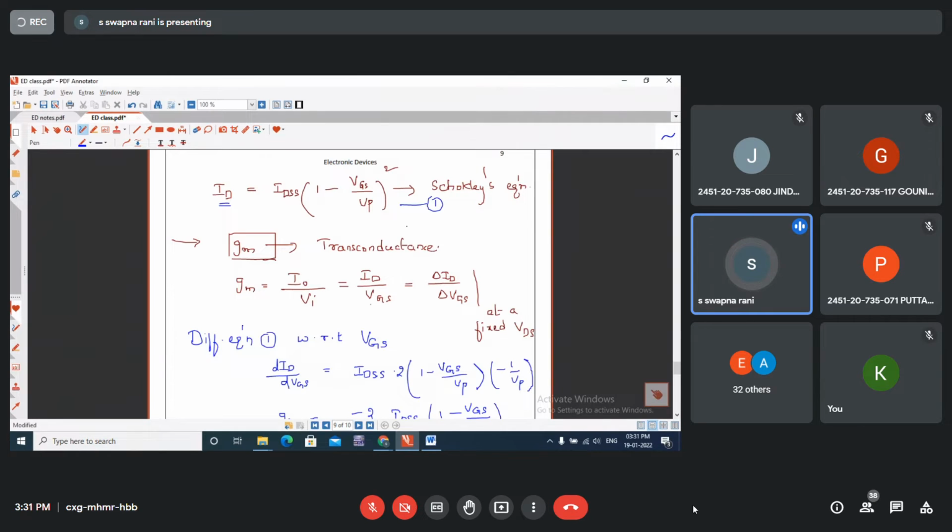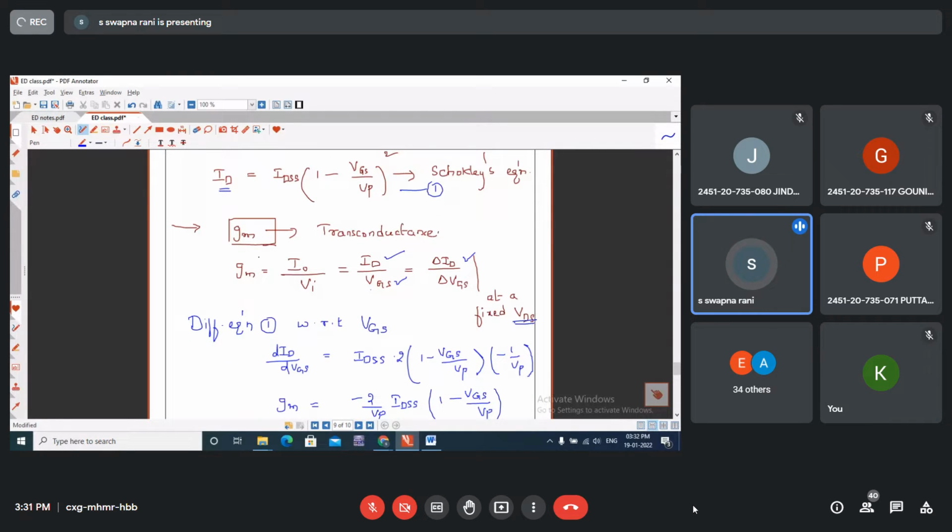So we are trying to find the different expressions for the transconductance GM. It has been asked many times in the semester end exam. The definition of GM is transconductance, which is nothing but the output current by input voltage. In JFET, output current is drain current and input voltage is VGS. By default, any parameter is a dynamic parameter. Therefore, we write the definition in terms of deltas: delta ID by delta VGS at a fixed VDS. This is the definition of the transconductance.